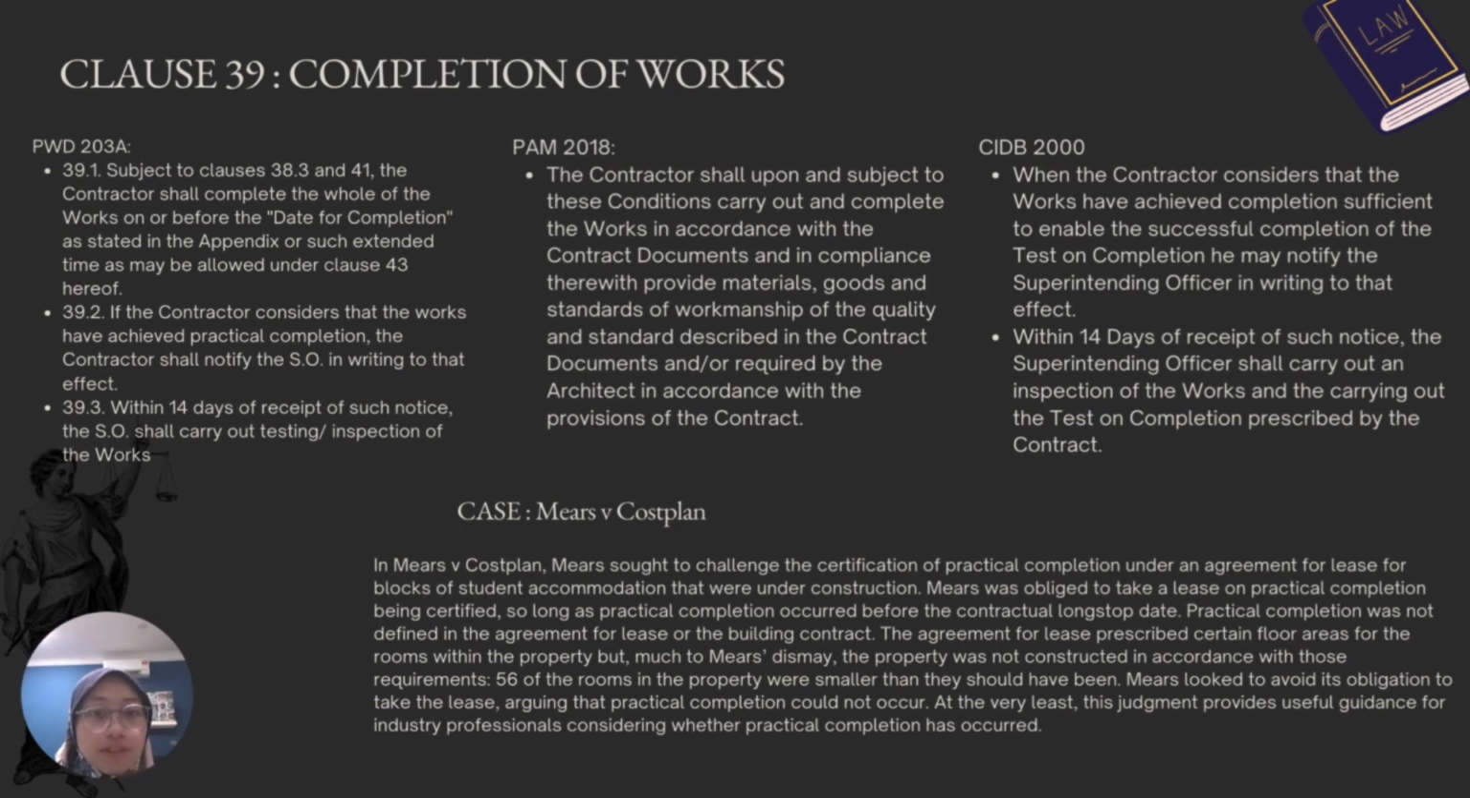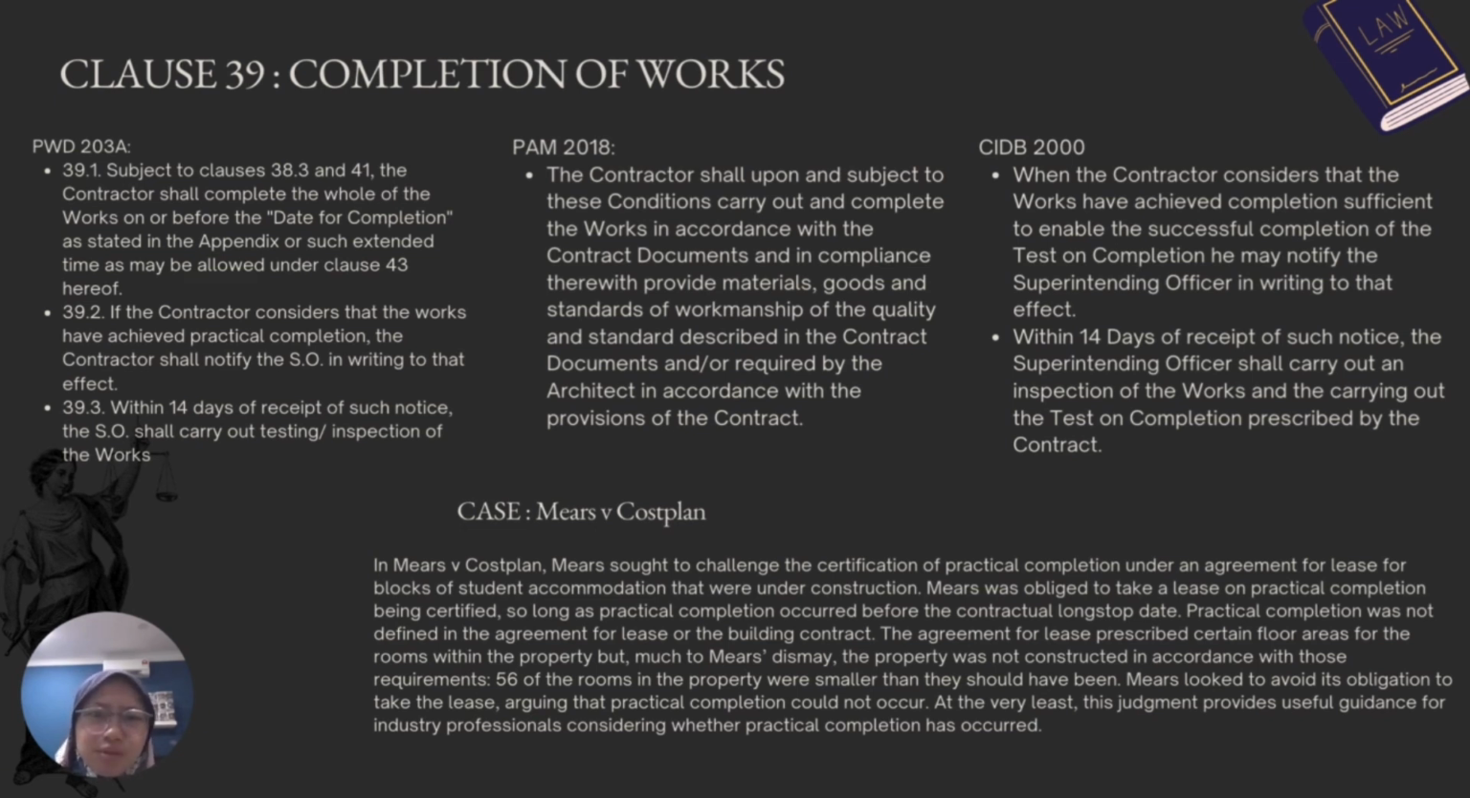For PEM 2018, the contractor shall, upon and subject to this condition, carry out and complete the work in accordance with the contract document and in compliance therewith provide materials, goods, and standard of workmanship of the quality and standard described in the contract document and or required by the architect in accordance with the provisions of the contract.